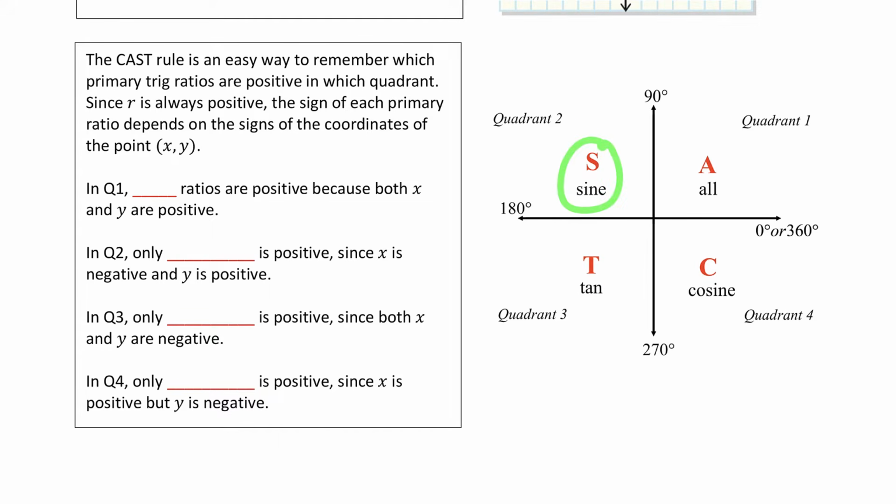Right? In this quadrant, sine is positive, but cosine and tan are negative. In this quadrant, tan is positive, but cos and sine are negative, and so on. So let's summarize that in this chart to the left. In quadrant 1, all ratios are positive because both x and y are positive in that quadrant. In quadrant 2, only sine is positive, since in that quadrant x is negative, but y is positive. In quadrant 3, only tan is positive. And in quadrant number 4, only cosine is positive, since in that quadrant, x is positive, but y is negative. And instead of having to think about the x and y coordinates every time we do a question, you could just write out the CAST rule, which tells you which ratio is positive in which quadrant.